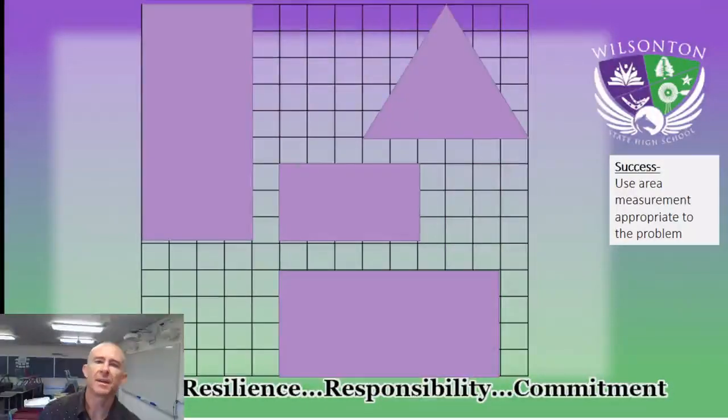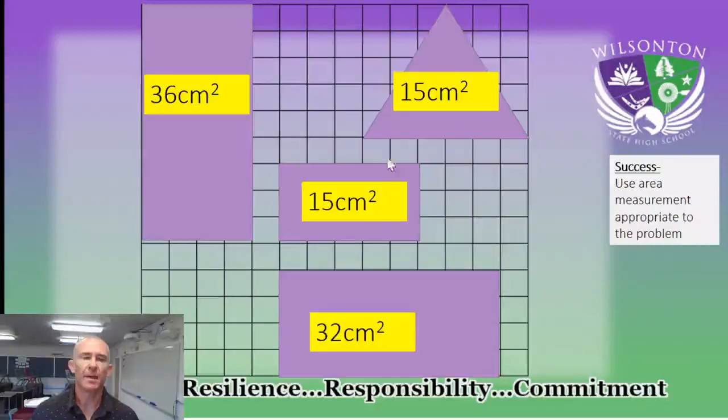We've got 4 more shapes there for you. So go ahead and see if you can work out the area of those 4 shapes. Quickly pause the video and work out the area. How did you go with those 4 shapes? Okay, bring up the answers now. We have 36 centimetres squared for the big rectangle, 15 centimetres squared for the triangle, 15 centimetres squared for this rectangle here, and 32 centimetres squared for that rectangle.